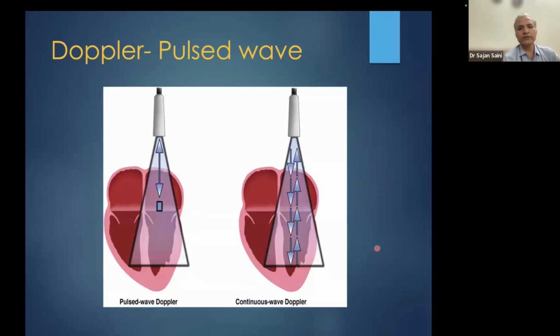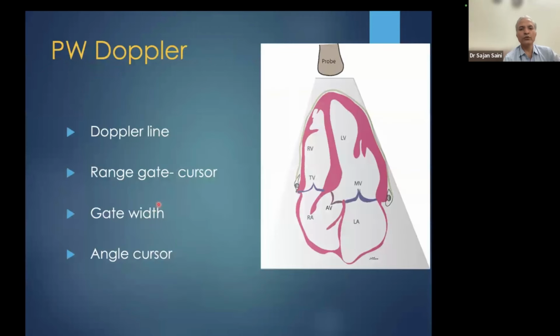Now, second is the pulse wave Doppler. In pulse wave Doppler, suppose we don't want the Doppler shift all across this line. We want the Doppler shift only at this point. Say this is the aortic valve, only at this point. In continuous wave, we know that it is calculating the Doppler shift all along. Now we want to calculate only at this point. So how do you do that?